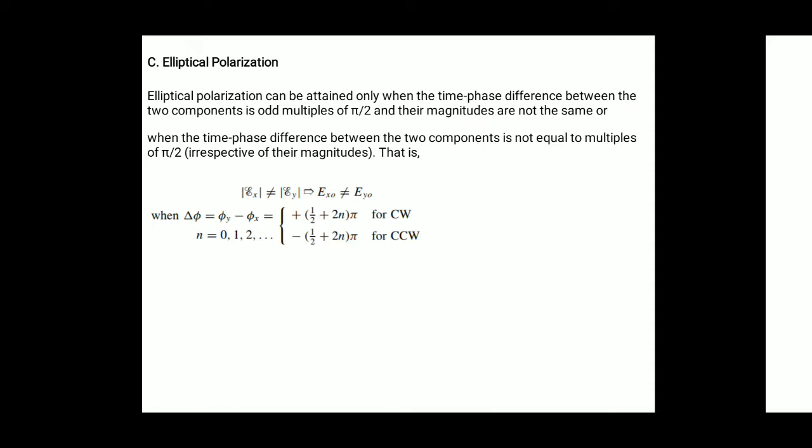Elliptical polarization is the third type of polarization. The property of elliptical polarization is that the magnitudes of the electric field in x and y are not equal, but the phase difference between x and y is similar to circular polarization.